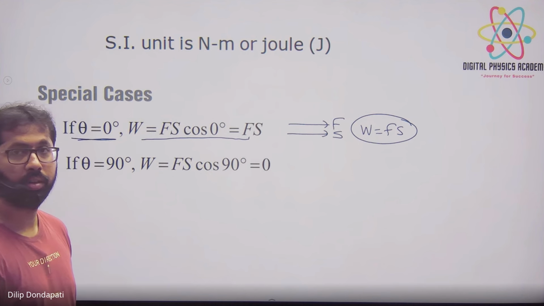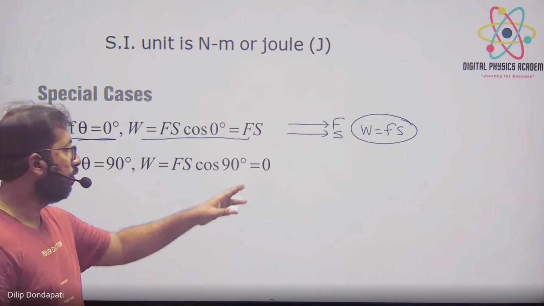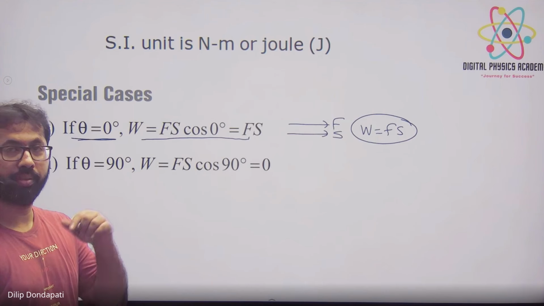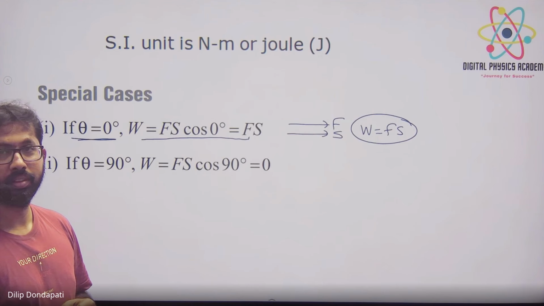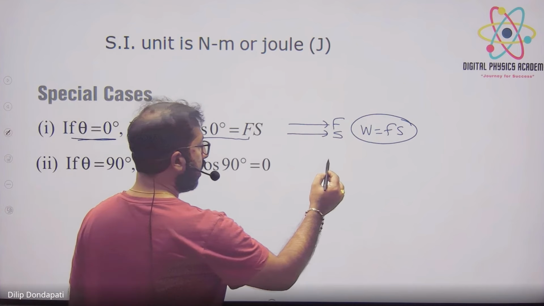Any example? Friction and normal. फ्रिक्शन नॉर्मल क्या है? दोनों डिफरेंट फोर्स नहीं. फोर्स एंड डिस्प्लेसमेंट के बीच में एंगल 90. The work done by normal force or work done by gravity on a horizontal surface. Yes. Okay. Now देखो, I can give this also as an example.